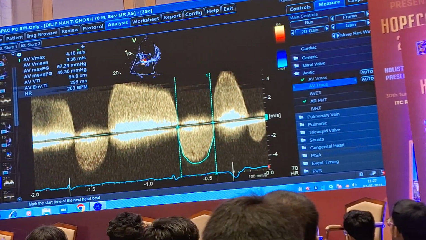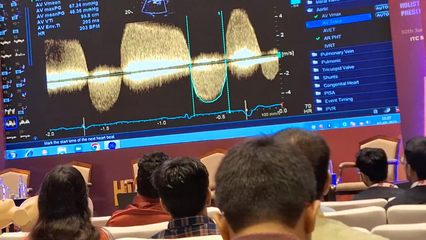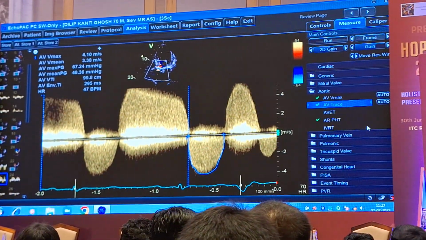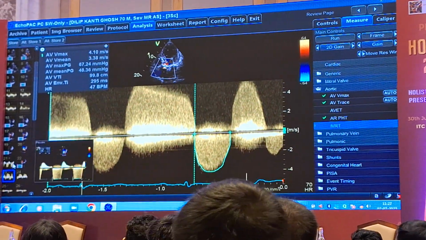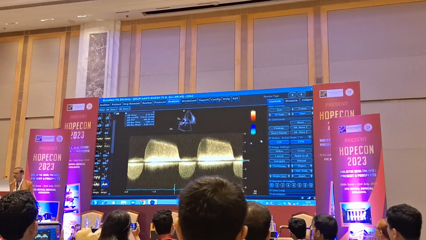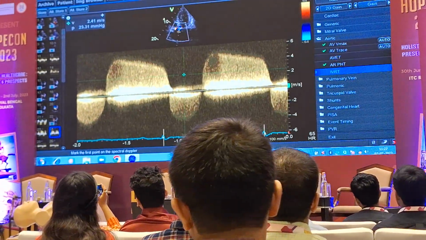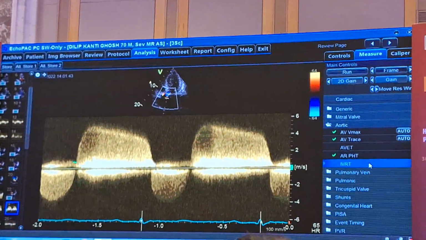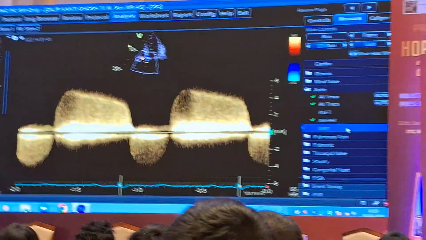Two things: he is showing the velocity over here and showing the pressure gradient. Basically, the machine initially assesses the velocity, and from that extrapolates to millimeters of mercury pressure gradient. There is an equation for that. When you go for advanced learning, you can learn those things. In this patient there is also an AR envelope, so we can easily quantify that.